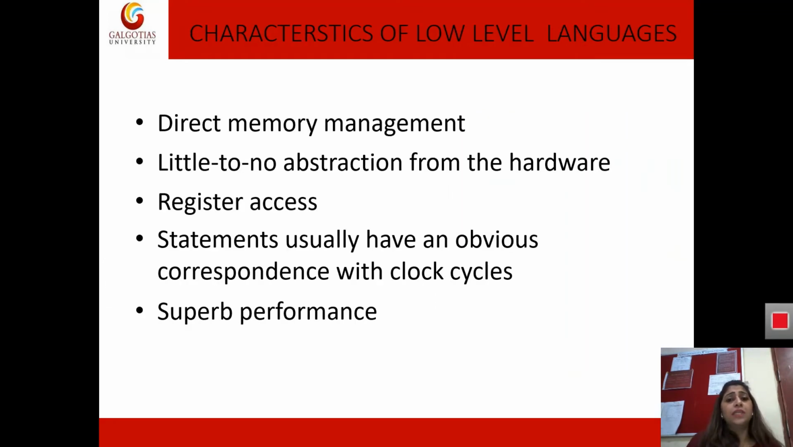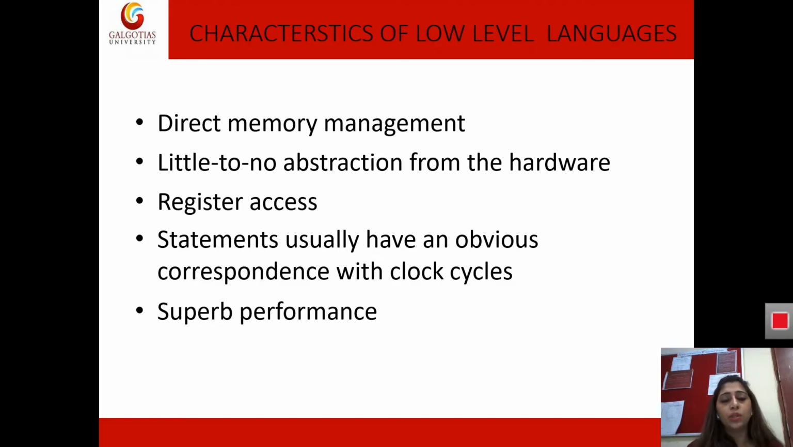Okay, so these are some of the characteristics of low level languages. First is direct memory management. Another is little to no abstraction from the hardware. Then we have direct register access. Then the statements usually have an obvious correspondence with the clock cycles, and super performance.